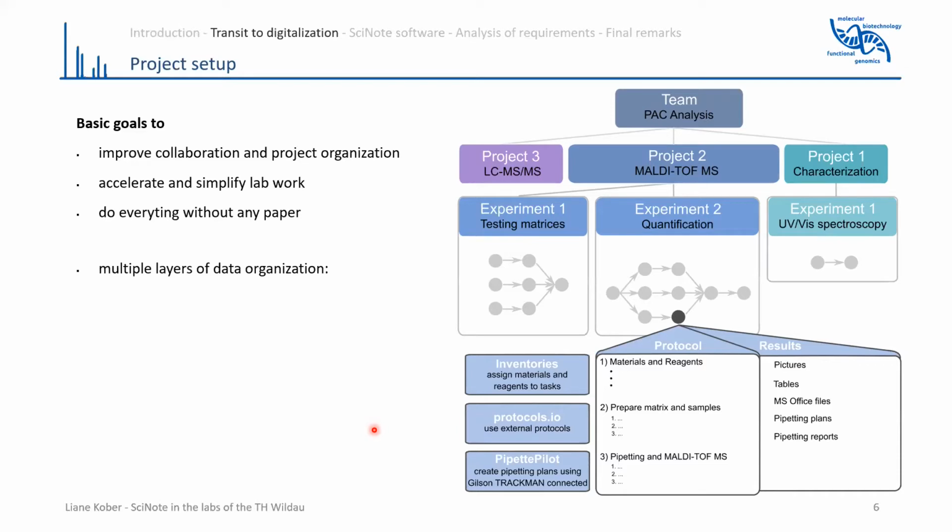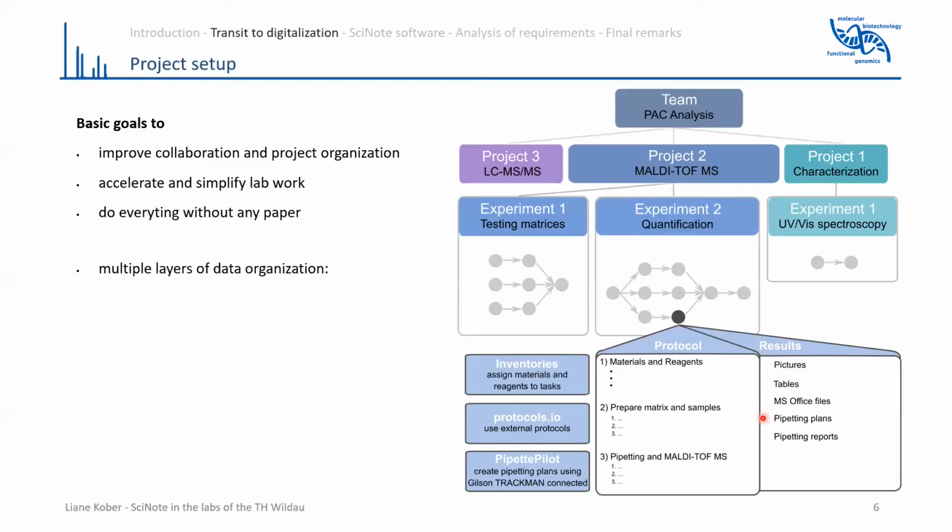Then we decided to create 3 individual projects where we worked together in project 1, and then we had individual projects for each of us. Within those projects, we set up different experiments, and those experiments consisted of different steps, also called tasks within SciNote. And now we have reached the last layer of data organization. Within each task, you have a protocol with your experimental steps, and your results are directly linked to this task. The results can be pictures, tables, also MS Office files.